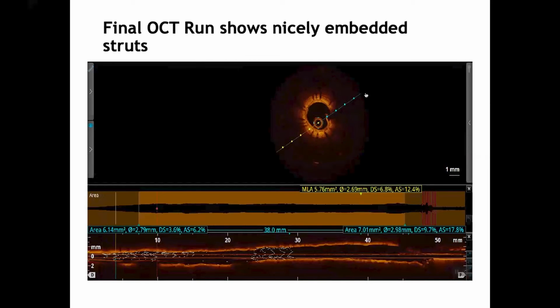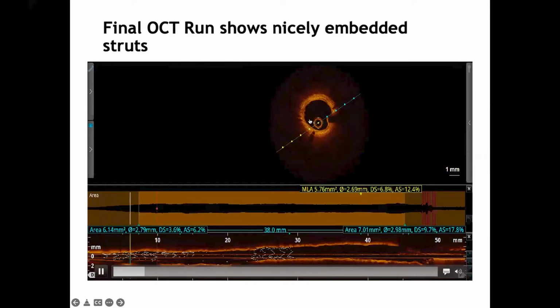And this is the OCT pullback. We can see the BVS struts visible, well deployed, very well apposed inside the previous stent.